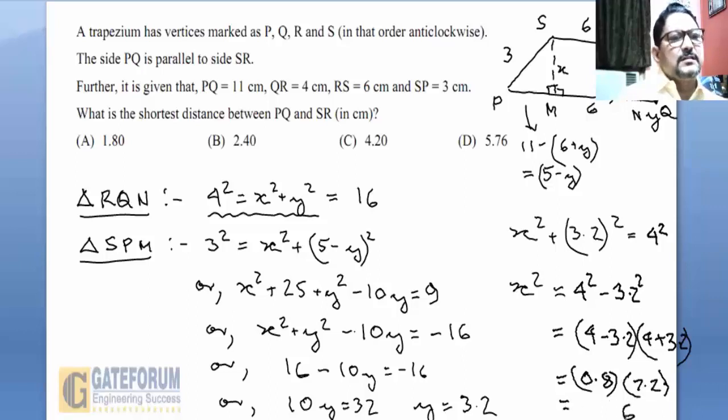So 8 2s are 16, 7 8s are 56, 56, and 1 is 57. So it would be 5.76, which is our answer. Got it. So that's the trapezium one. Let's go on to the next.